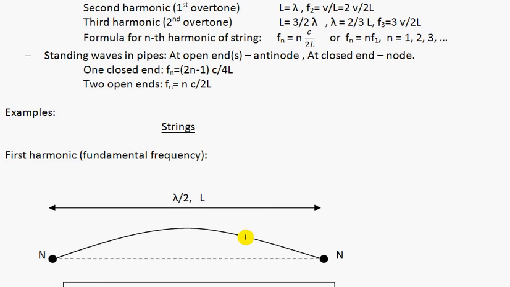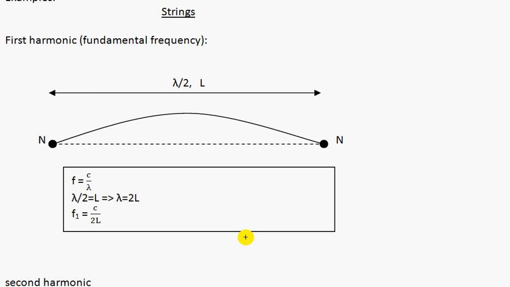Examples: strings. How to analyze strings? So here we have a string fixed at two ends, so at two ends we have nodes. This is the length L, at the same time it is half lambda. This you should remember. This is the formula for the wave. We substitute lambda in terms of L, we get the first frequency, or first harmonic, the fundamental frequency.